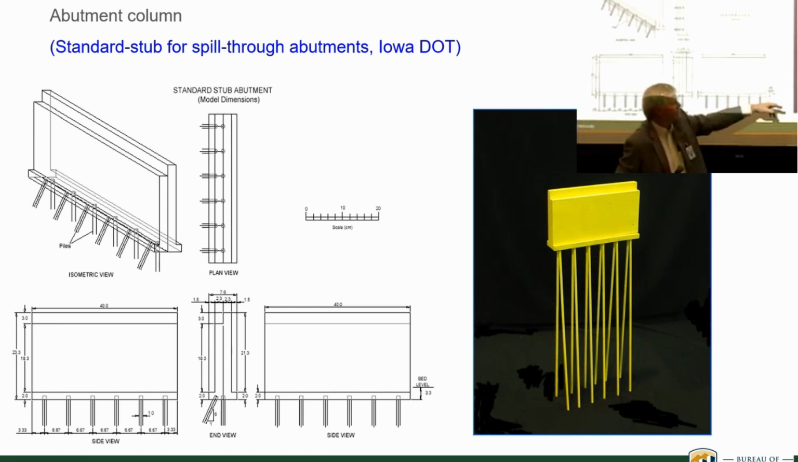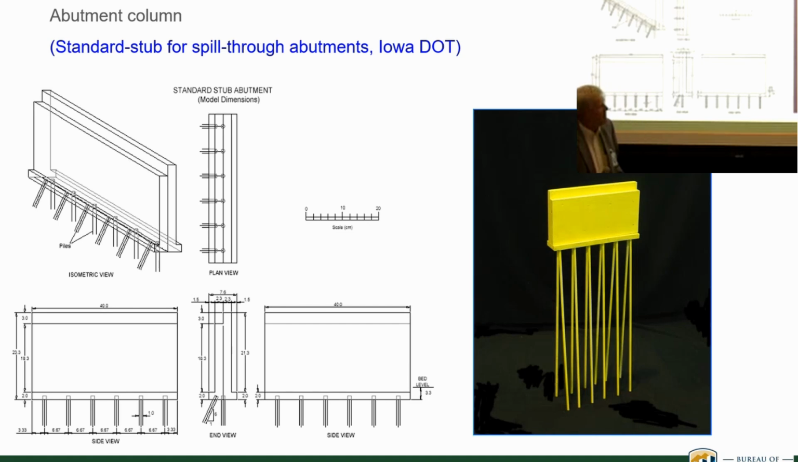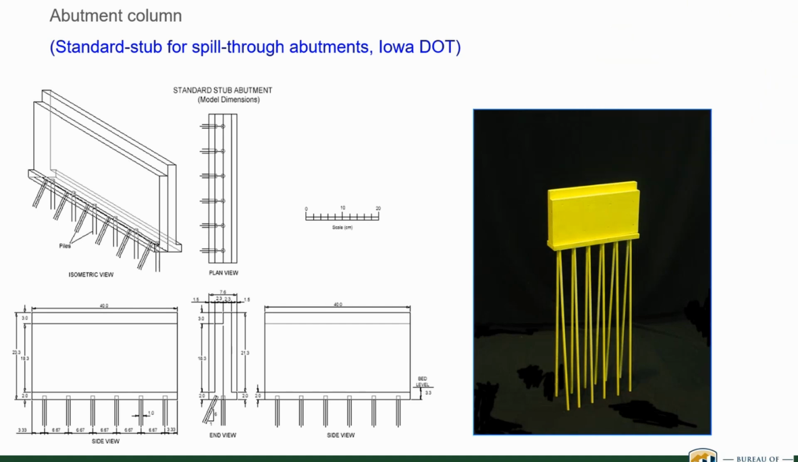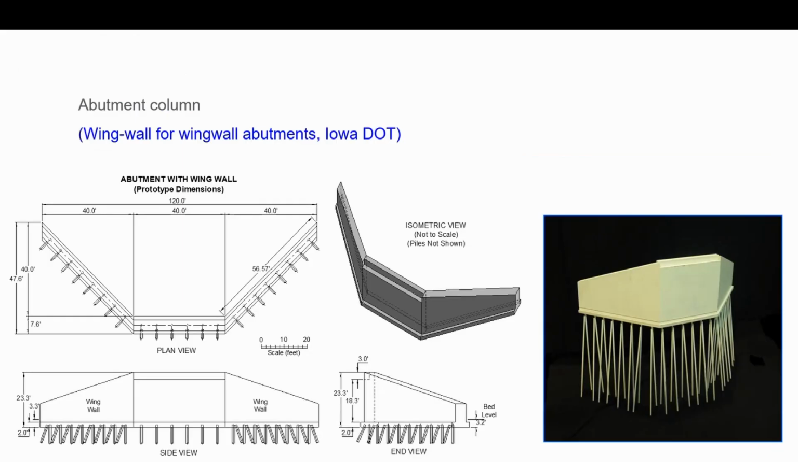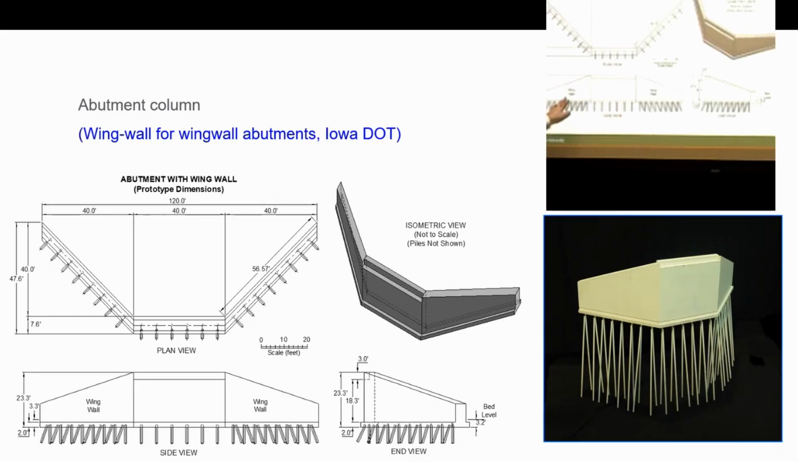This is a 1 to 30 scale model to show you what it looks like. This is what we would put in the flume, and the indentations where the beams of the bridge deck sit. We have a wing abutment like this. Again, you have piles like this supporting the weight of the wing wall, and the bridge deck beams sit here.